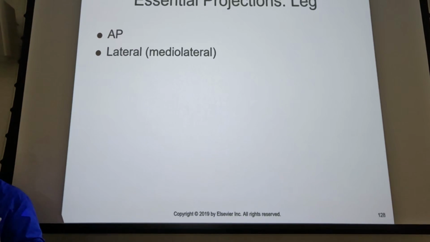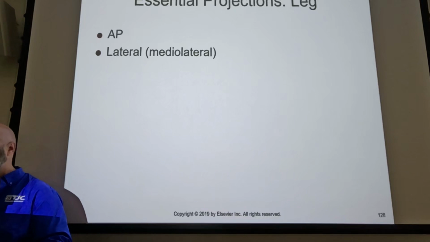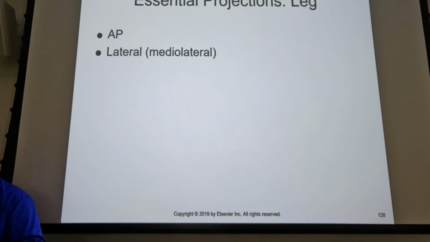Okay, so even though this says the positioning for the tib-fib is going to be with the foot pointing straight up and the femoral condyles parallel to the image receptor, if you walk in and see that thing going on, then you're not going to be able to perform that. Okay.